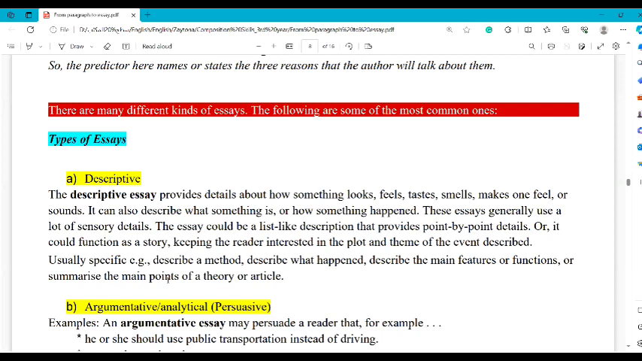Or you will describe somebody, the person that you love, for example. You will describe some place, your favorite place, for example the sea or the beach. You will describe your hometown, your country, your city. Or you will describe the thing that you love to do when you have free time. All of these are called descriptive essays.